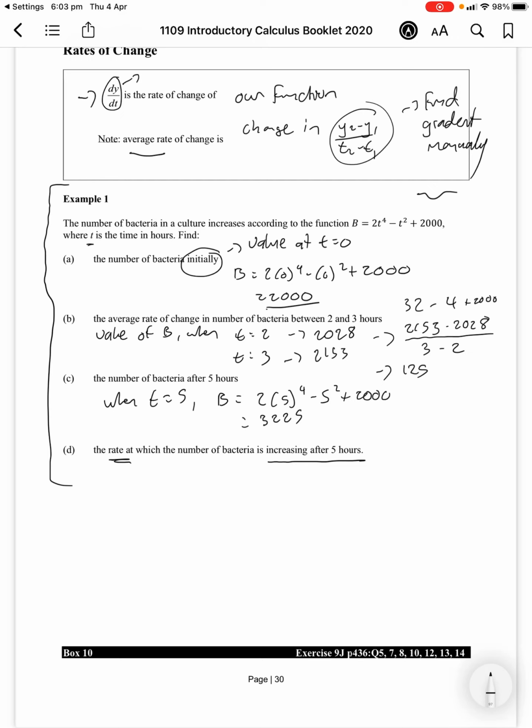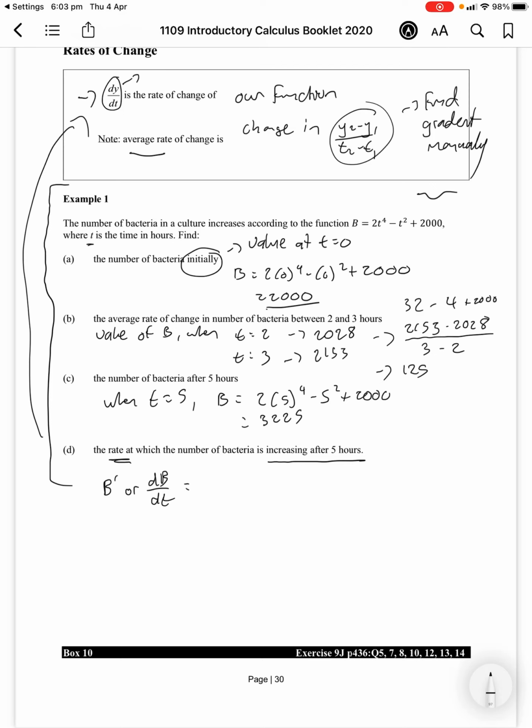The rate at which the number of bacteria is increasing after 5 hours. So that comes back to what we looked at at the start. The rate of change will require us to find the first derivative. So that'll be B dash or dB over dt. The first derivative gives the rate at which it is changing at a particular point in time, the rate of change at that time period.